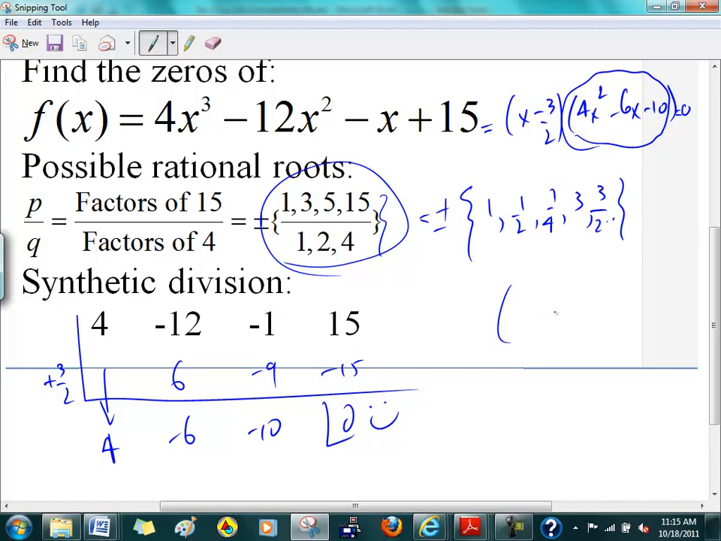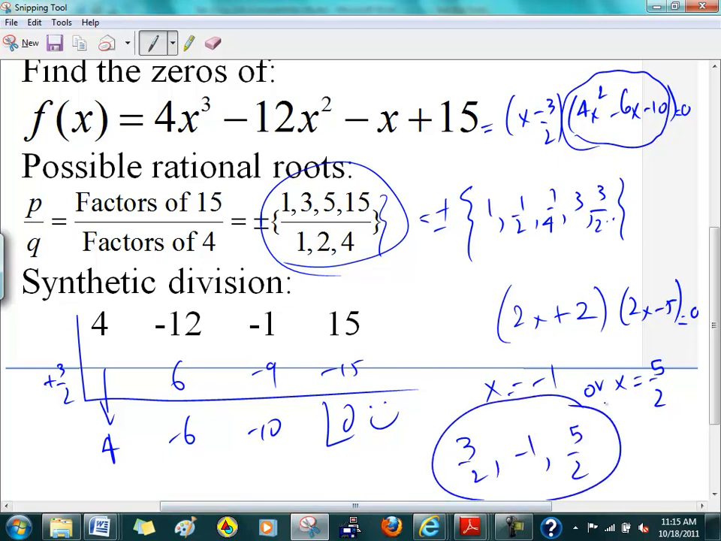Okay, you could have factored a 2 out there, but no big deal. 2x plus 2x minus 5 equals 0, so x equals negative 1, or x equals 5 over 2. Okay, so you can see that the answers are 3 over 2, negative 1, and 5 over 2. And all these are rational numbers, and all of them are in this list here. They're all in that list. Are you guys with me on this?